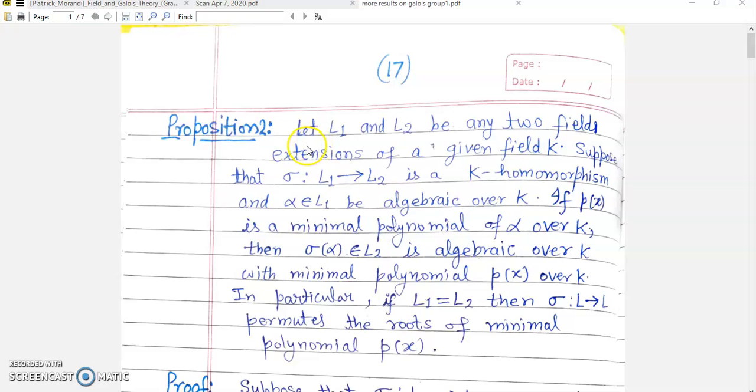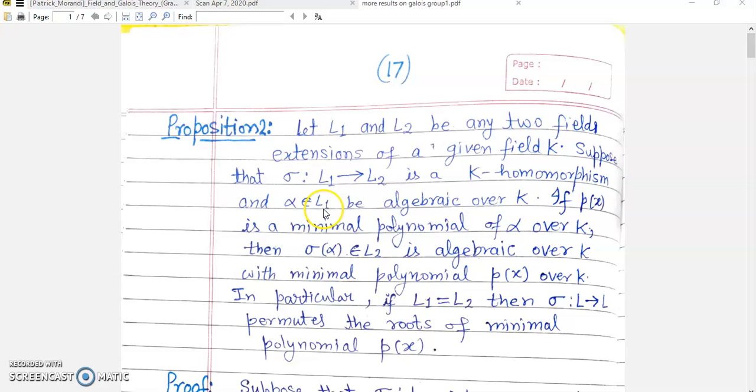Proposition 2: first we wish to prove this proposition. Let L1 and L2 be any two field extensions of a given field K. Suppose that sigma is a K-homomorphism from L1 into L2. Remember the definition of K-homomorphism: a homomorphism which fixes every element of K.